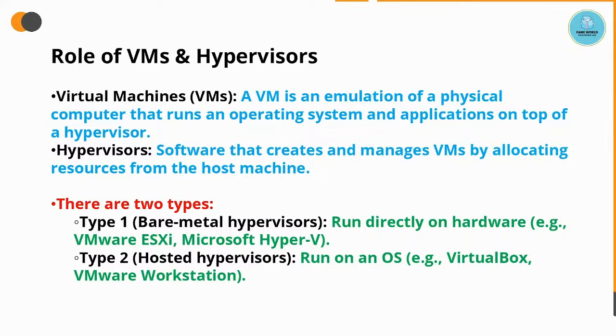When we talk about the bare metal hypervisor, that is type 1, they run directly on hardware. For example, VMware ESXi and Microsoft Hyper-V. These are in the type 1 category, bare metal hypervisors. And type 2 are hosted hypervisors. They run on an operating system, like VirtualBox or VMware Workstation.